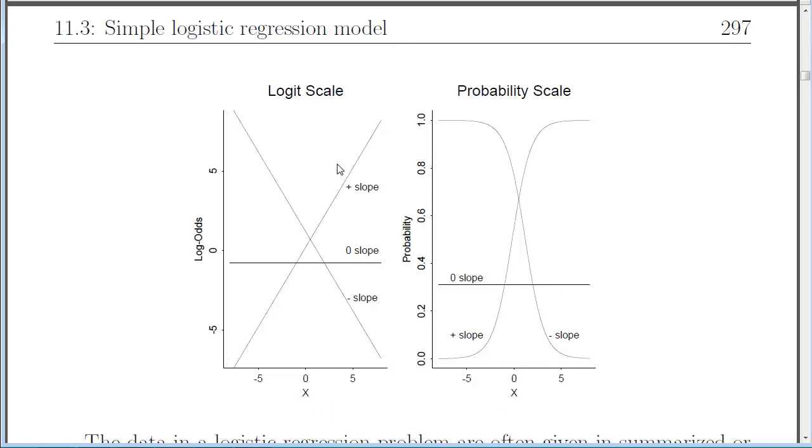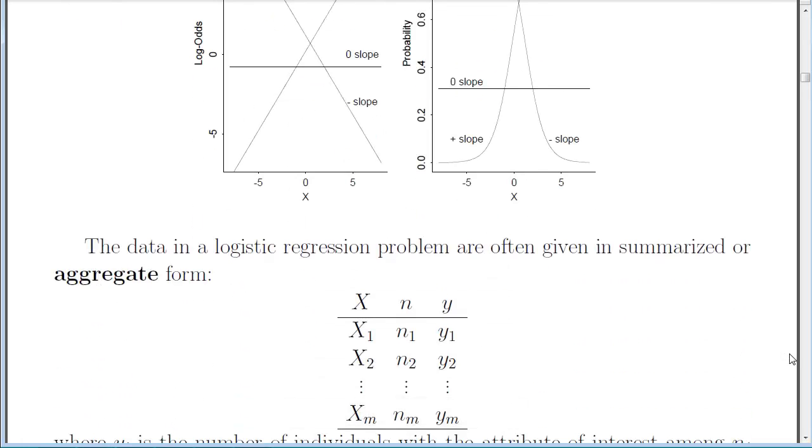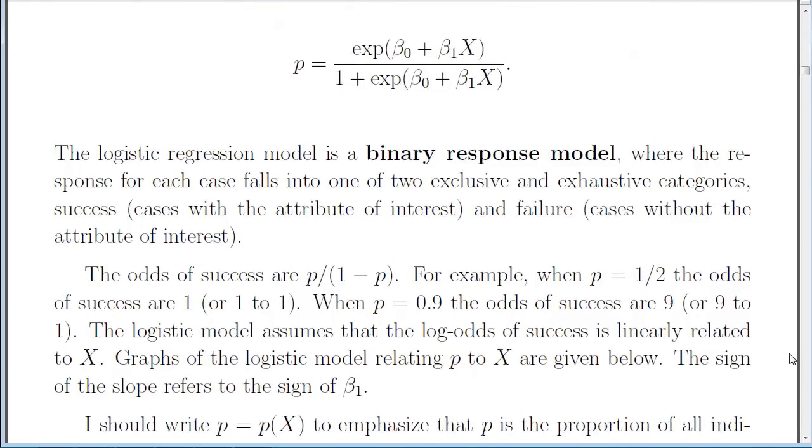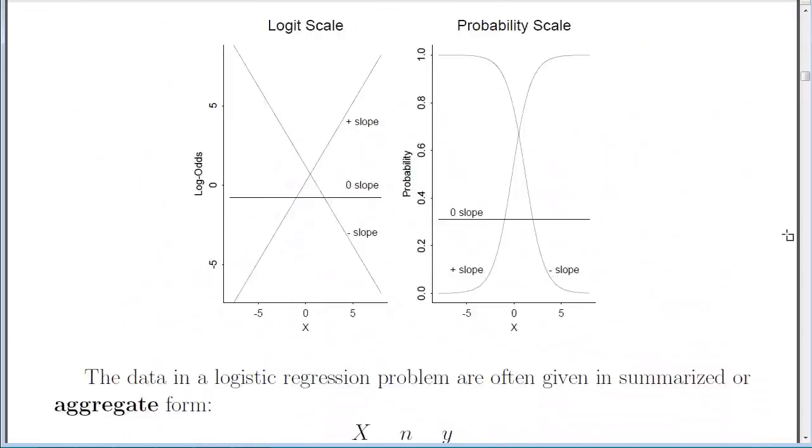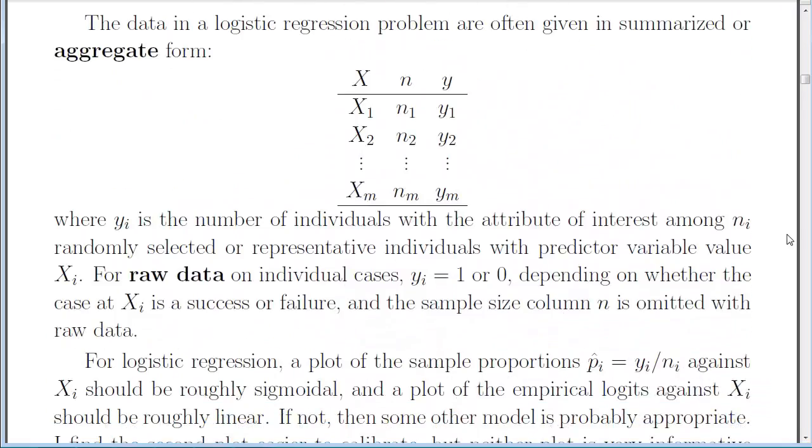If you have a positive slope on the logit scale, then you'll have a positively sloped S-curve on the probability scale. And if you have a negative slope on the logit scale, same thing. You'll have a decreasing S-curve on the probability scale. Which means that when you interpret these beta 1s, that slope parameter, positive slope indicates that as the x variable increases, the probability also increases. So there's a nice relationship there.